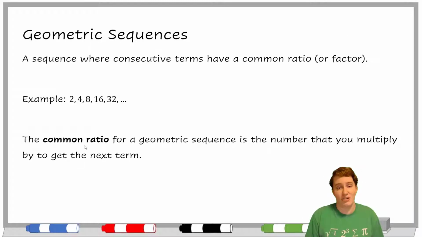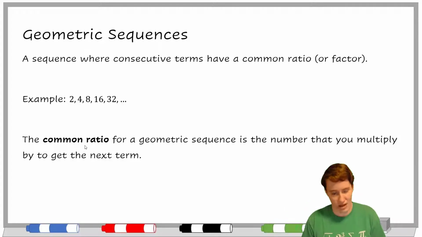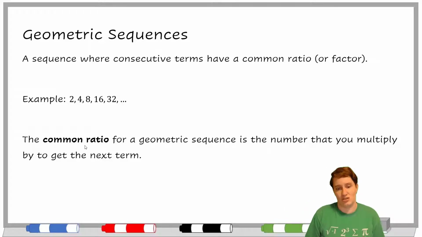If you remember, an arithmetic sequence had to do with adding the same number to get each of the next terms. A geometric sequence is different because instead of adding a common difference, like in an arithmetic sequence, we're going to have something that we're multiplying by to get the next term. And so instead of calling it a common difference, since difference implies subtraction, we call it a common ratio. So a geometric sequence is a sequence where consecutive terms have a common ratio. Another way of thinking of that is they have a common factor.